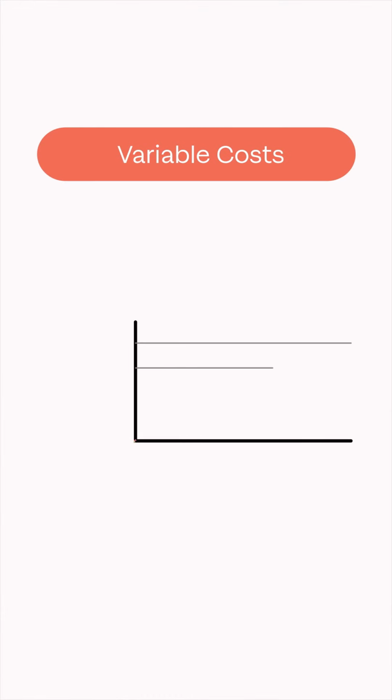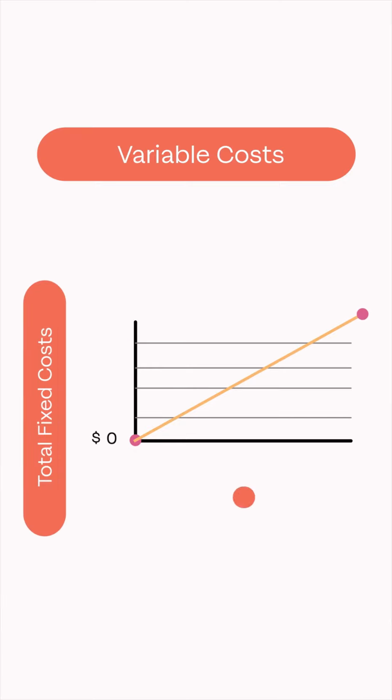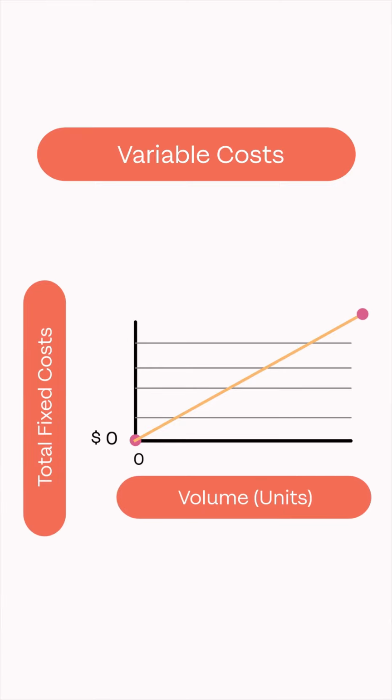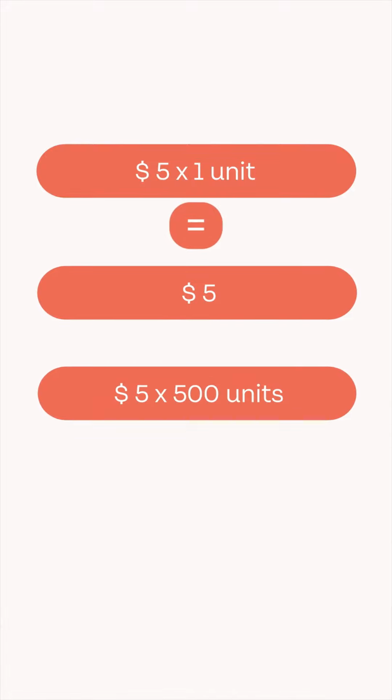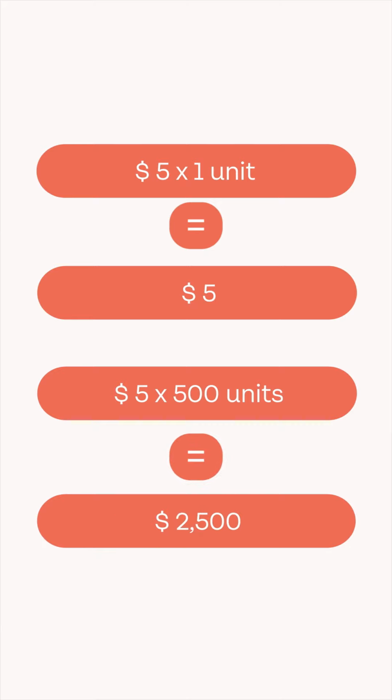A second type of cost behavior are variable costs, which are costs that change depending on the volume of activity. As the level of production and sales increase, so does the variable cost. For example, let's say in Company A, it costs $5 per unit to ship the product. If the company only produced 1 unit, the variable cost of shipping would be $5. But if Company A produced 500 units, the cost of shipping would be $2,500.